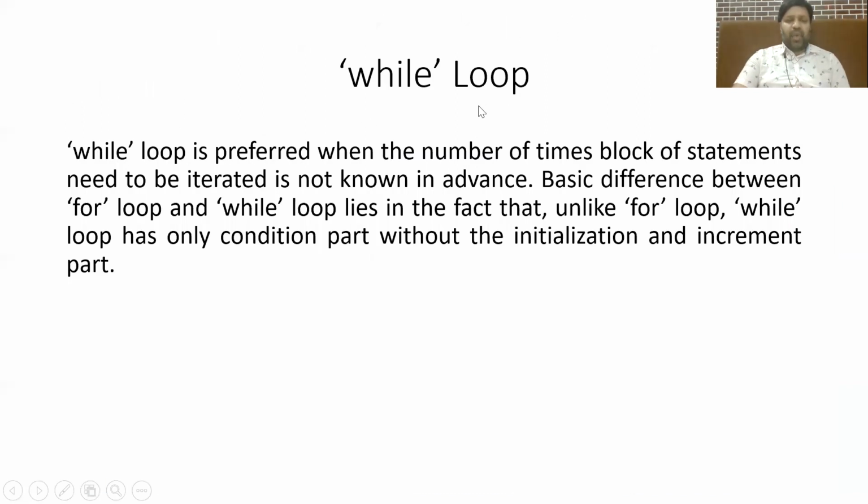Next is the while loop. Now a while loop is preferred when the number of times a block of statements needs to be iterated is not known in advance. Like I said, it is all about preference. It is not about whether a for loop can do something which the while loop cannot. The answer to this question is that everything that a for loop can do can also be done with the help of the while loop, but it is just the preference.